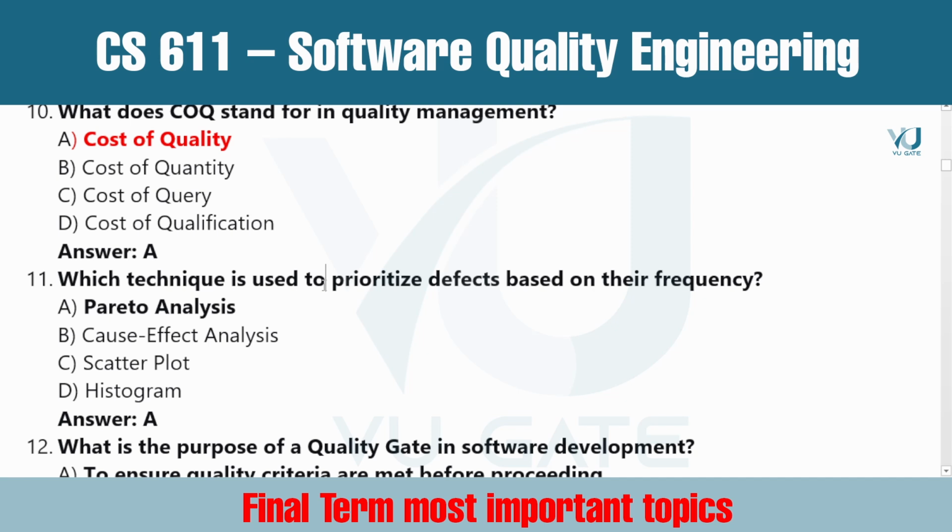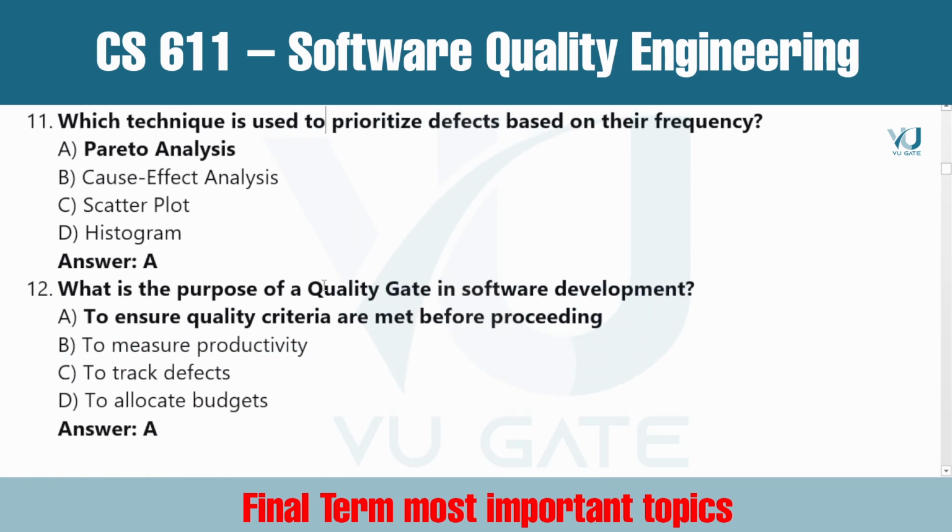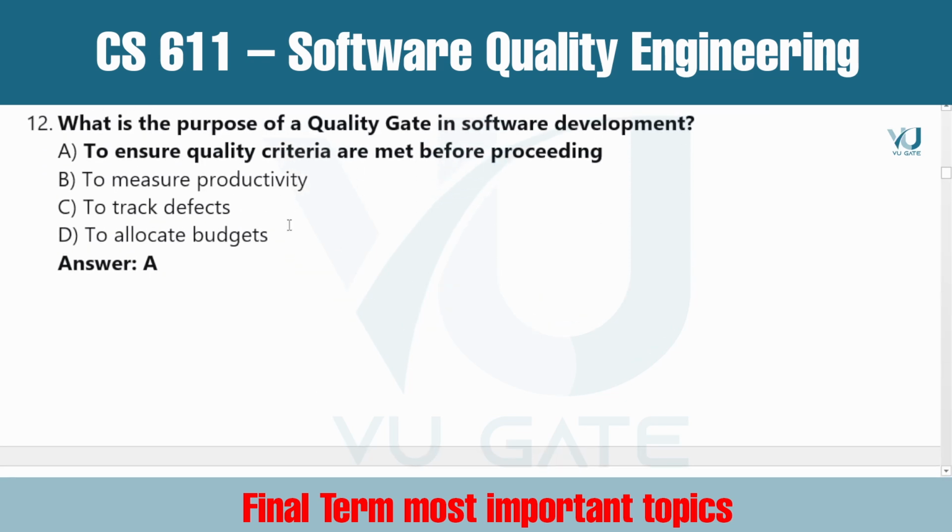Question 11. Which technique is used to prioritize defects based on their frequency? The correct answer is option A, Pareto analysis. Question 12. What is the purpose of a quality gate in software development? The correct answer is option A, to ensure quality criteria are met before proceeding.